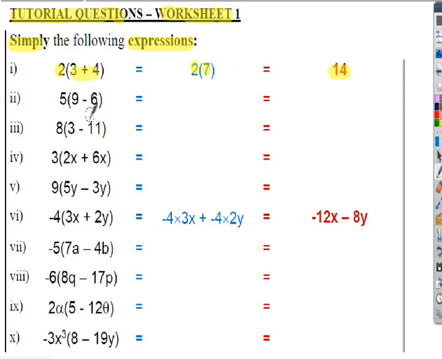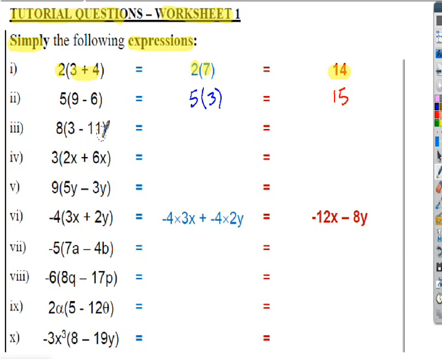Likewise with question 2, inside the bracket we have 9 minus 6, so effectively like terms, just a constant, and it's all multiplied by 5. So I could write that as 5 outside the bracket, and inside the bracket 9 minus 6 gives us a value of 3. 5 multiplied by 3, a value of 15. I'll let you have a go at question 3.